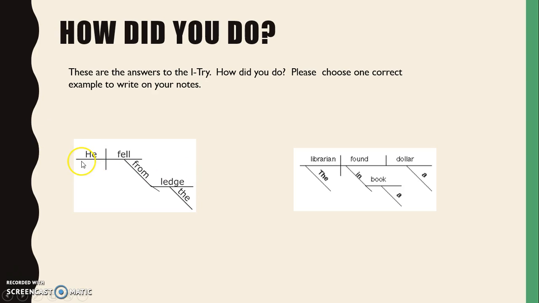All right, so this is what they should look like. He and fell goes on your baseline, vertical line. From the ledge modifies fell, so that would go under fell. It is an adverb phrase. Then you've got, the librarian found $1 in a book, and in a book modifies where she found the dollar, so it's also an adverb phrase.